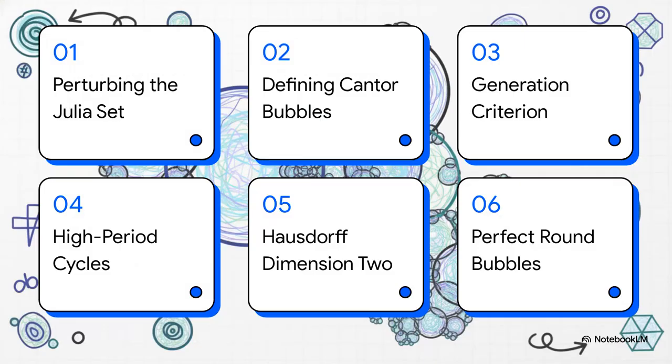Now don't panic about the math here. We're going to walk through this step by step. Our agenda for today covers perturbing the Julia set, defining the Cantor bubbles, the generation criterion, high-period attracting cycles, Hausdorff dimension 2, and finally, the perfect round bubbles.